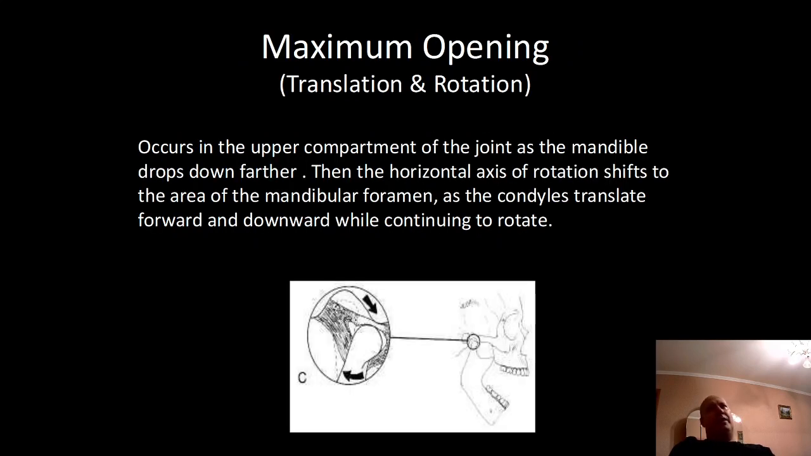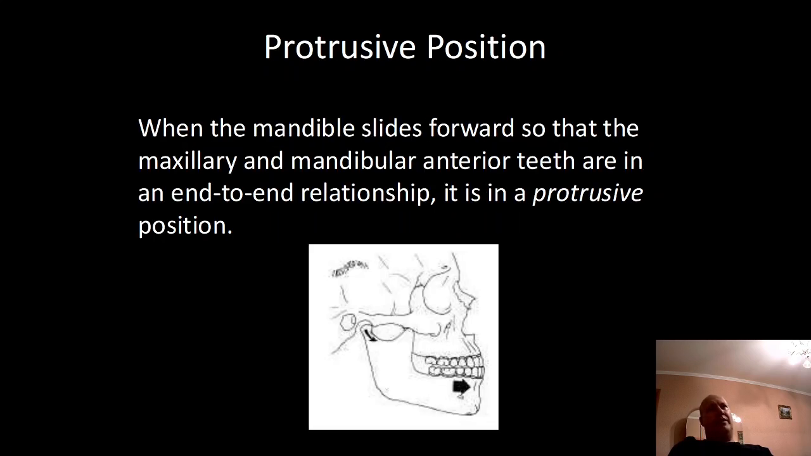Maximal opening. Maximal opening occurs in the upper compartment of the joint as the mandible drops down further. Then the horizontal axis of rotation shifts to the area of the mandibular foramen as the condyles translate forward and downwards while continuing to rotate.